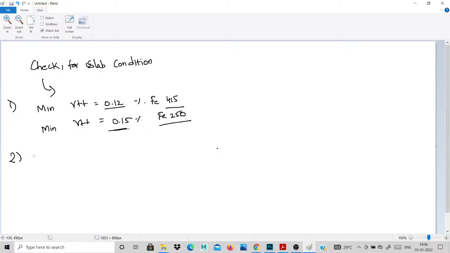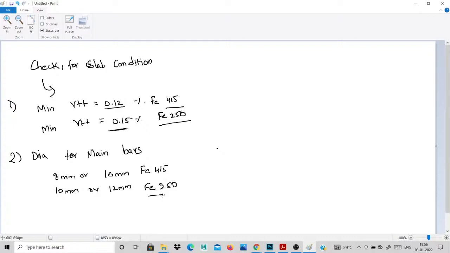Next, the diameter for main bars. For main bars, 8 mm or 10 mm is provided for Fe415, and 10 mm or 12 mm for Fe250. Now it's clear.